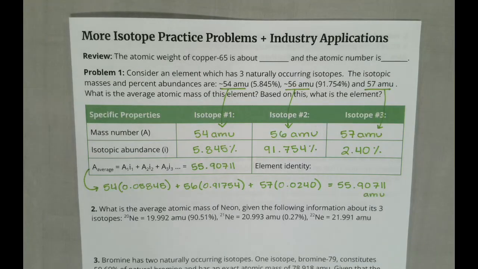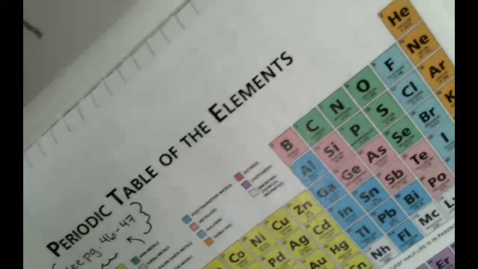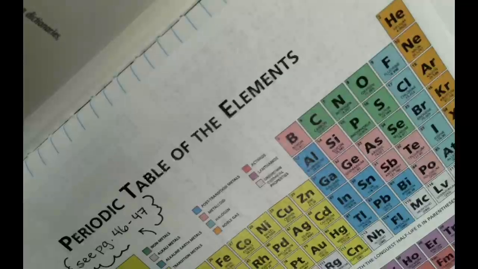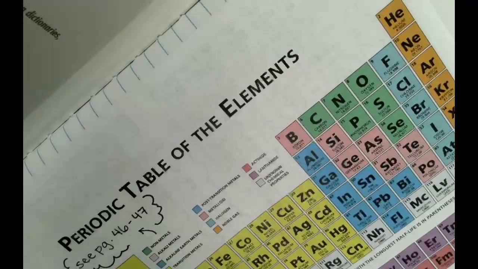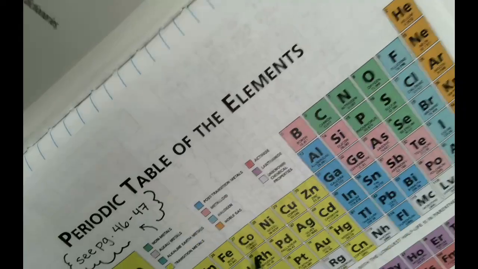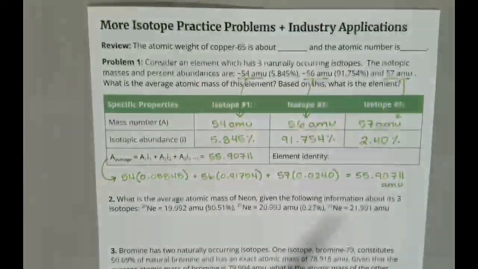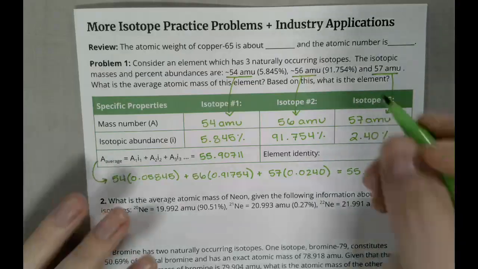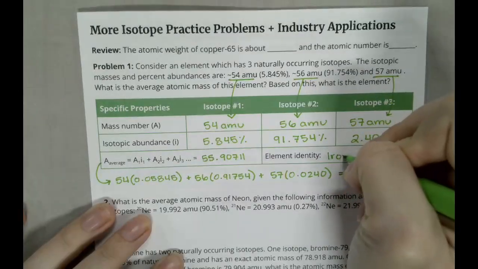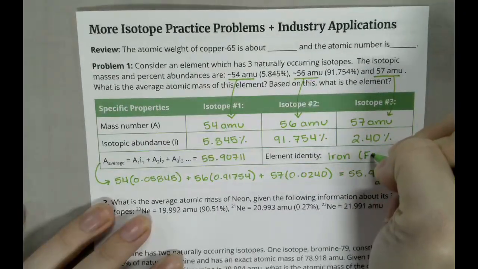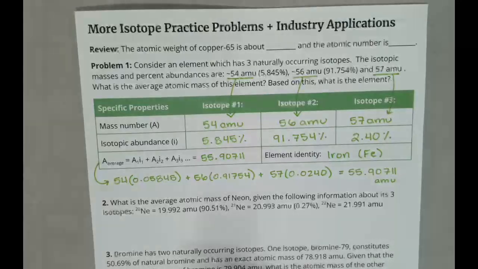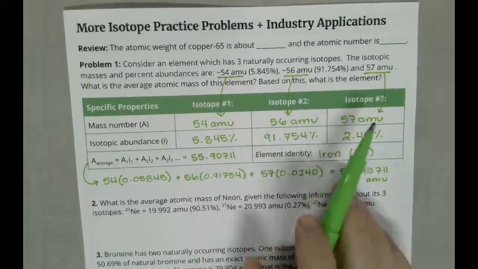All right, based on that, what element is this? Grab your periodic tables. Let's take a look. We're looking for something with an atomic mass of about 55.9. So let's take a look here. 55.9, here's 50, 51, 54, ooh, 55.8, and the next one is 58 something. So I'm betting that this is iron because it has a pretty close average atomic mass. So that's how you complete this kind of problem, where we're missing something.